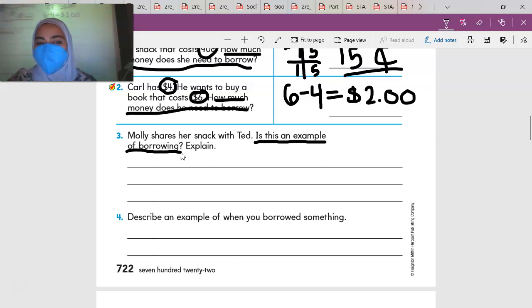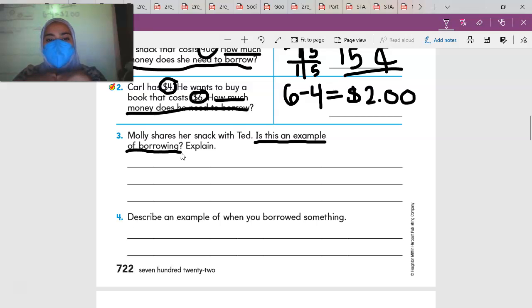This is not an example of borrowing because Molly, she's not going to ask for her snack back from Ted, right? She's giving it to him. She's not letting him borrow it. That's what I just explained a minute ago with the example of me and my friend at Chuck E. Cheese.